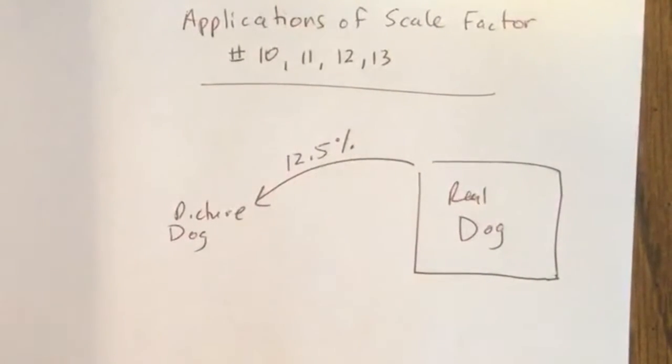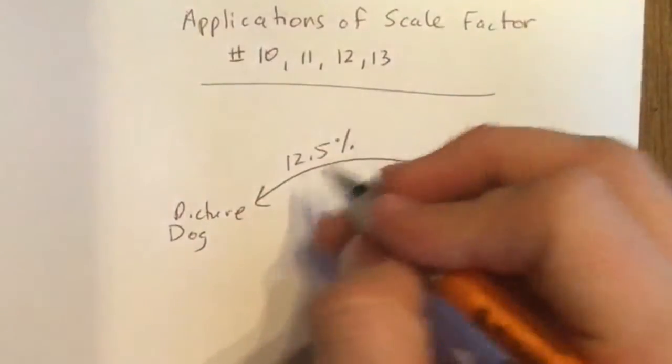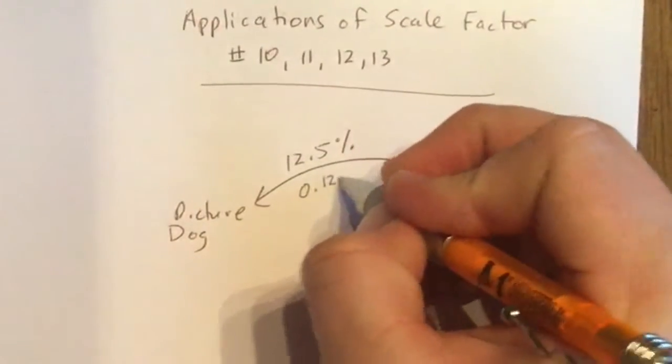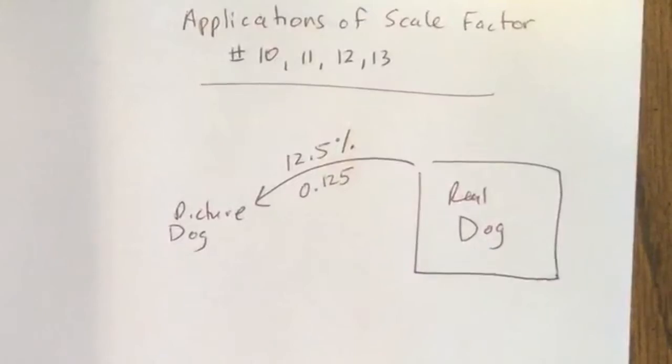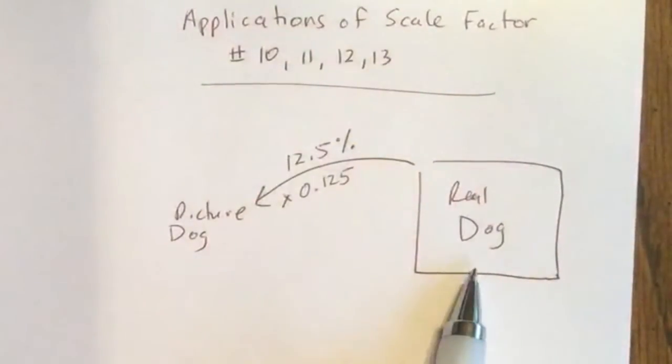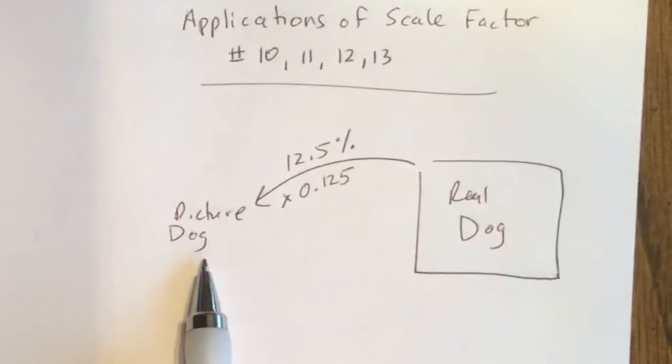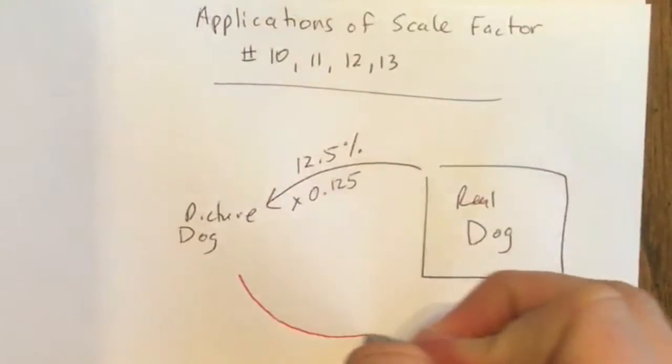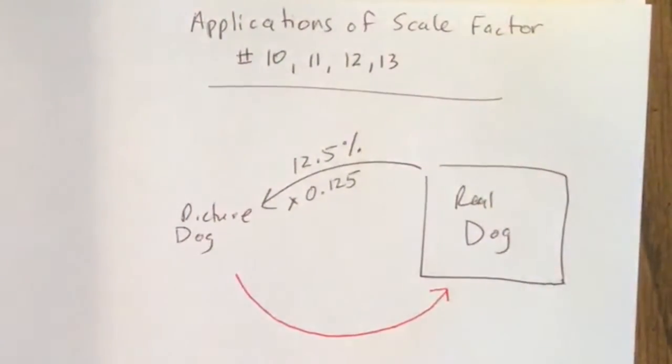If I simply turn 12.5% to a decimal, I'm going to get times 0.125, which is great information to know if I know things about the real dog and I want to find things about the picture dog. However, in this problem, I had to measure things about the picture dog and figure out things about the real dog. So this is a situation where I needed to realize the relationship between the scale factors going opposite directions.